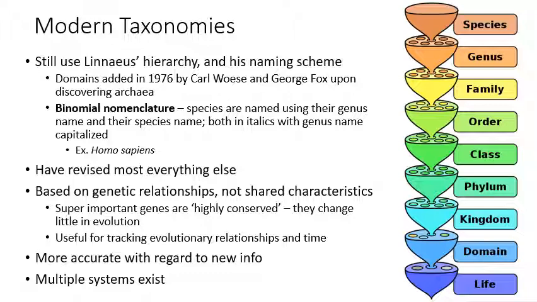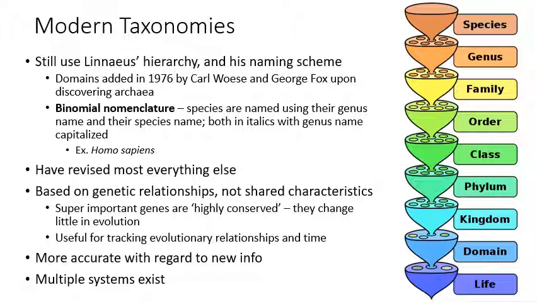So in modern taxonomies today, we are still using Linnaeus's hierarchy. We're still using the way that he named species. We did add one thing to his hierarchy: domains. In Linnaeus's hierarchy, the highest level was the kingdom level, and now we have domains.